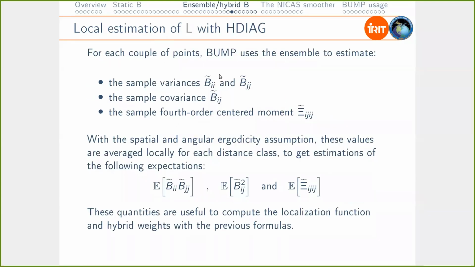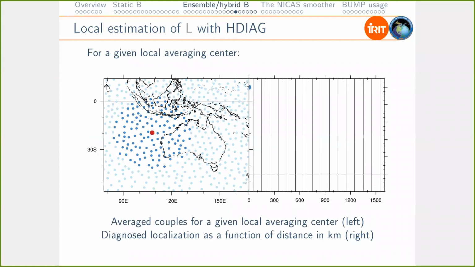For the local estimation of the localization with HDIAG, we use the same process with a couple of points. And we will estimate the variance, covariance, and fourth-order centered moment. And we will do a spatial and angular averaging, an ergodicity assumption, to estimate the expectations. And that way we can replace the expectations that are in the formulas I showed before to compute the localization and hybrid weights.